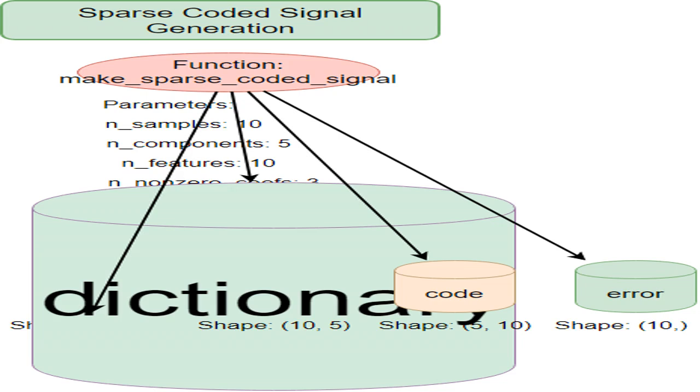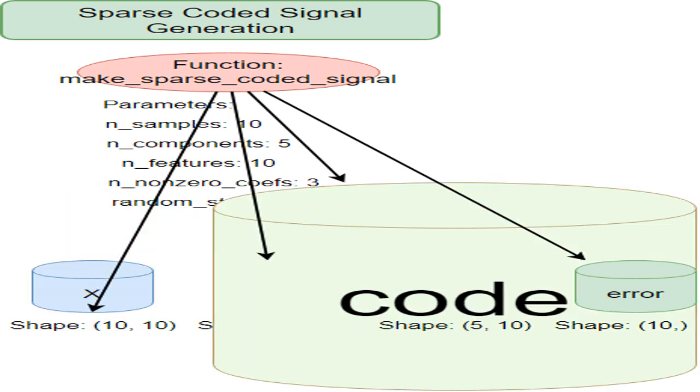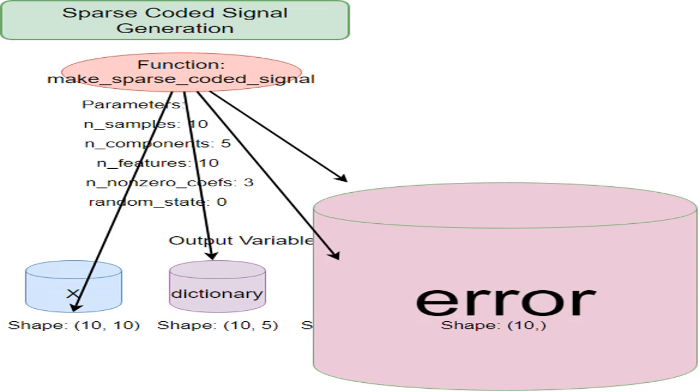This is a 10 by 5 matrix. It represents the dictionary of atoms used to generate my signals. Each column is a basis vector or a component, and there are 5 such components. This is a 5 by 10 sparse matrix. It shows how much of each component is used in each sample. Since I only used 3 non-zero coefficients, most of this matrix will be zeros. This represents the reconstruction error, which is a vector of length 10, showing the error for each sample. It's how much the reconstructed signal differs from the original signal.